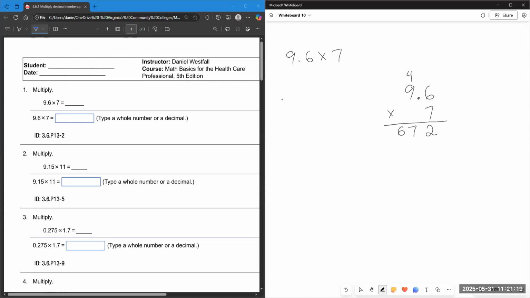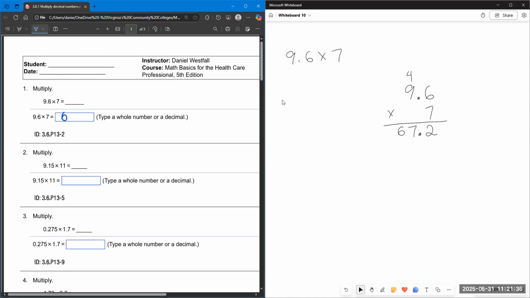Now we come back to look at the decimal values here, and there's one decimal value in the entire problem. So there's one decimal value in my answer like that. So this is going to be 67 and 2/10. Let's go ahead and clear this out.